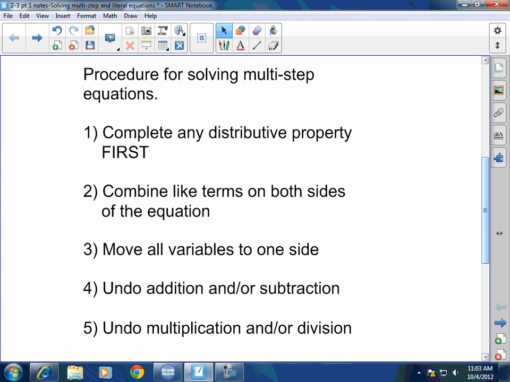Those are the procedures, my friends, to solve every single equation, period. We get more complicated later with square roots and powers, but the procedures are all the same. There's some different skills we have to add to it, but in a nutshell, that's it.